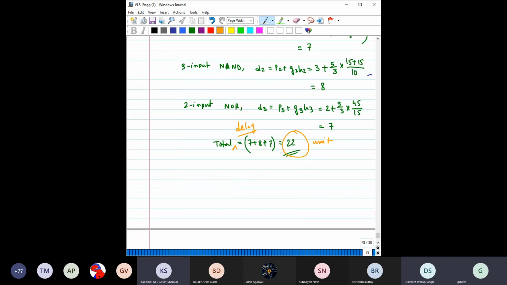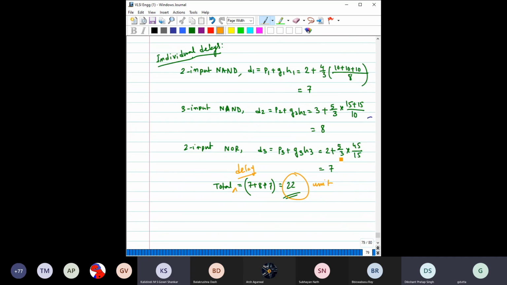If you do it from these individual stages, that would help you decide which stage of that path is consuming more delay, right? Then probably you can identify that stage and try to do something on that stage. So this is also important. Yeah, so with this, I think this logical effort part we have come almost to the end of it. Please let me know if you have any question before we start the next topic.